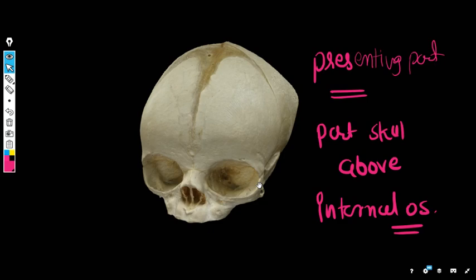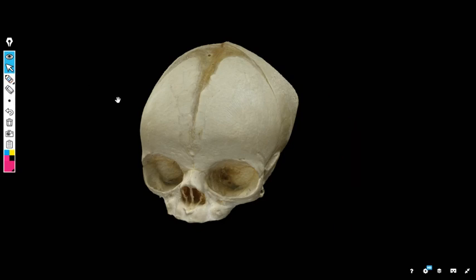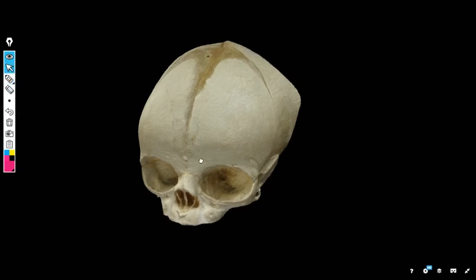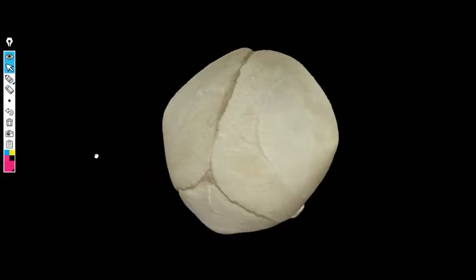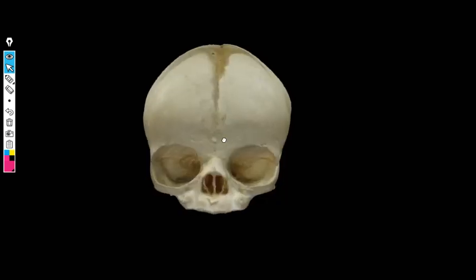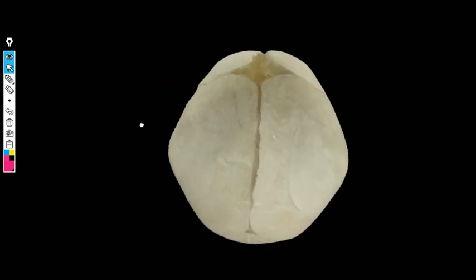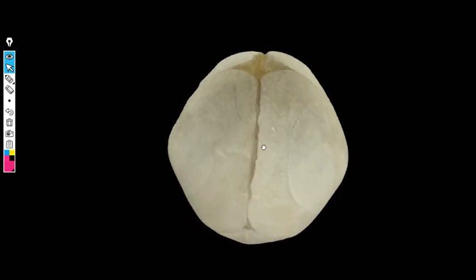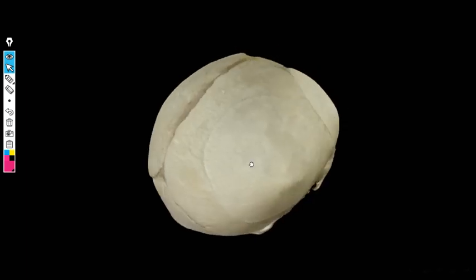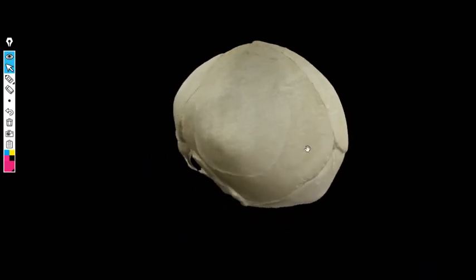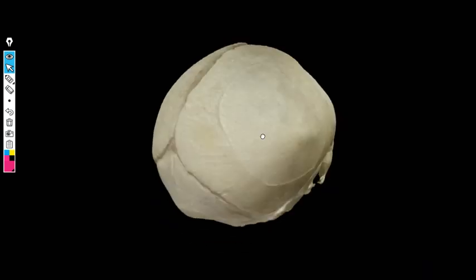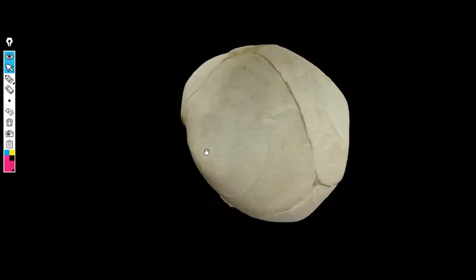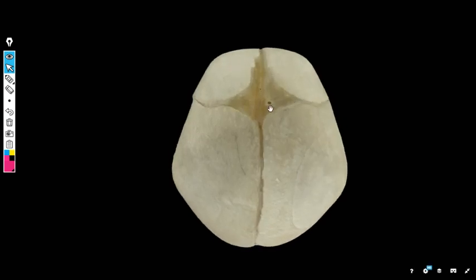For example, if we start with the various parts of the fetus, let's start with this part. Just concentrate on this. This is the frontal bones. This is the bregma. There is the anterior fontanelle, this is the posterior fontanelle, this is the sagittal suture, these both are the parietal bones, this is the parietal eminence, this is the coronal suture.